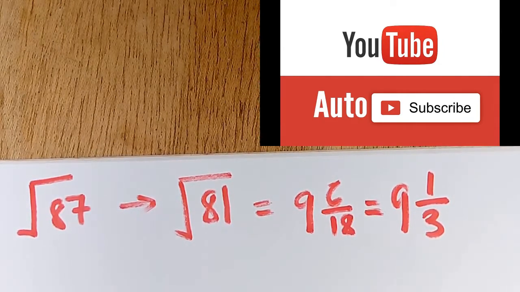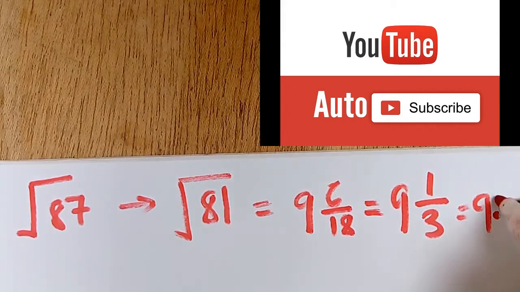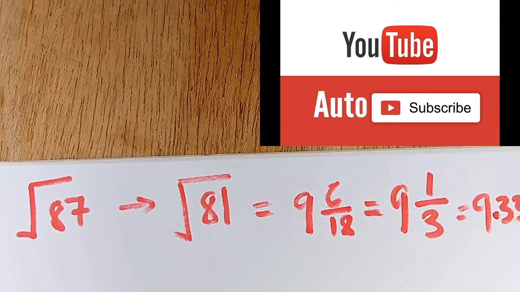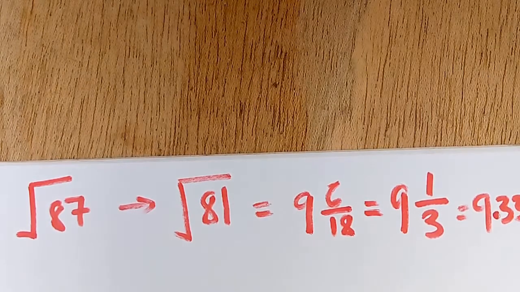And then when we change 1 over 3 to a decimal, you will get 0.3333. So that tells us that our answer, which is the square root of 87, is equal to 9.33. Okay, very easy. Let's take the next example and see how we can do it very fast.